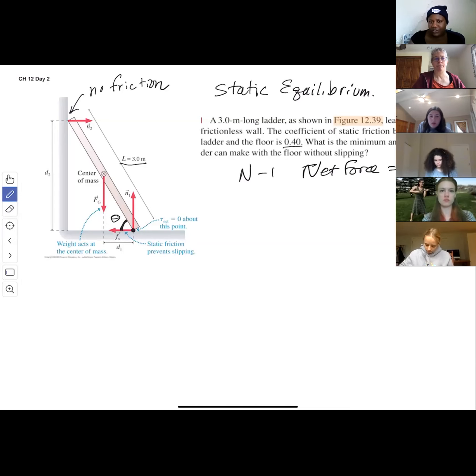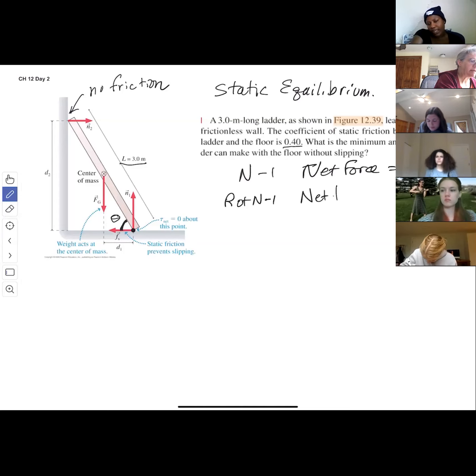Net torque is also 0. Okay, so I would call that rotational. Newton's first law would be net torque equals 0. And we don't have more than one axis, at least not in the problems we're going to do here for the net torque. We're only going to have one axis that this could rotate on.